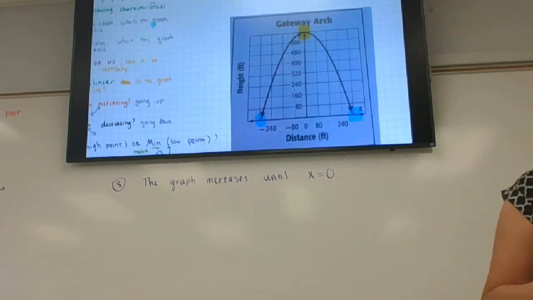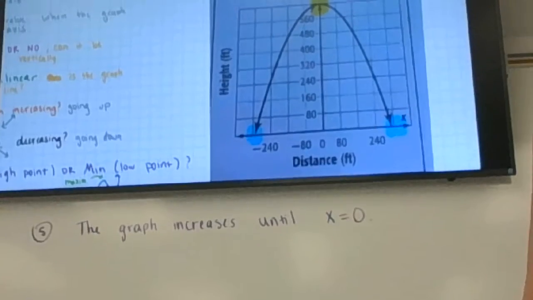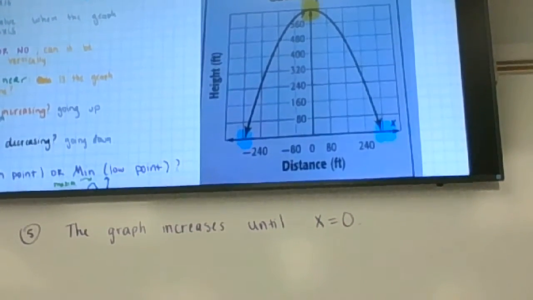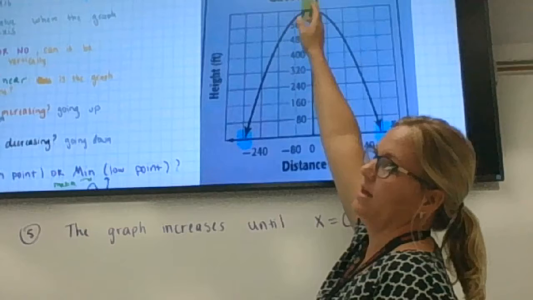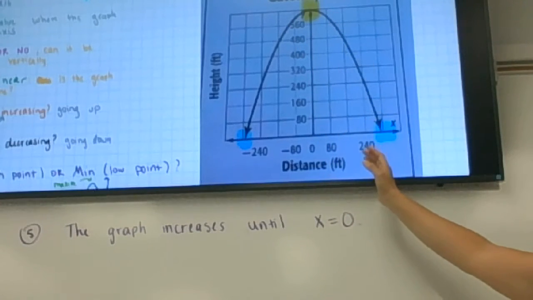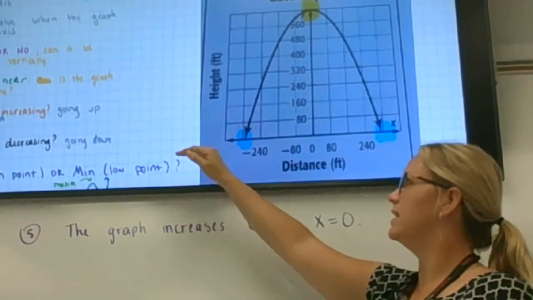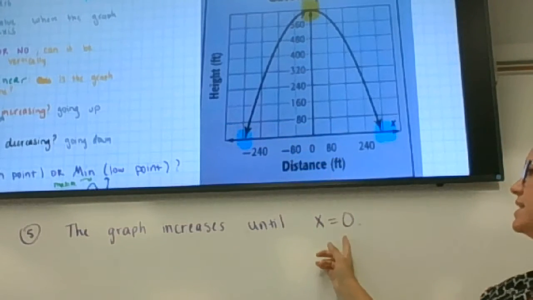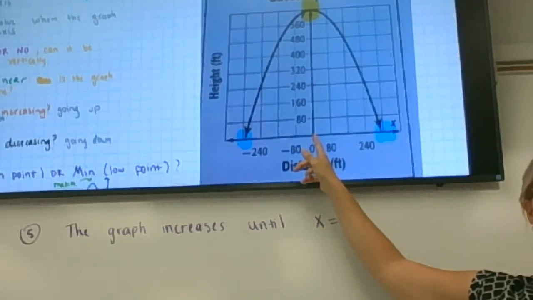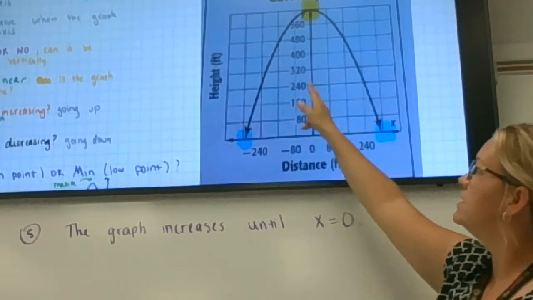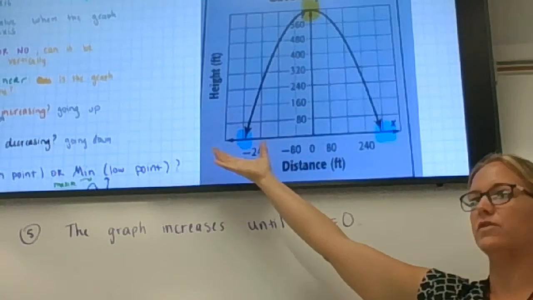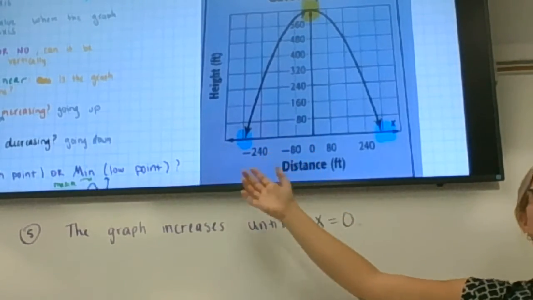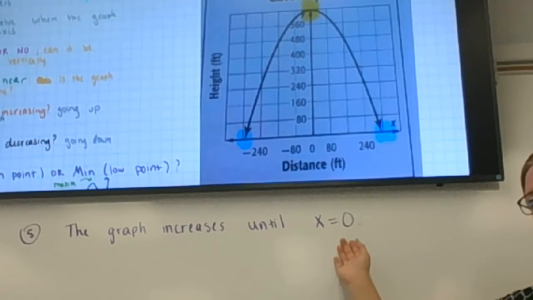This is something that you don't come up with on your own. You generally need a little bit of help in figuring out how to describe where a graph is increasing. It's increasing until here, and then it starts decreasing. So I describe this by saying the graph increases until x is 0. Here where x is 0 is where it takes a turn. So I'm describing that interval of the graph using the x-axis. It increases from the left until x equals 0.